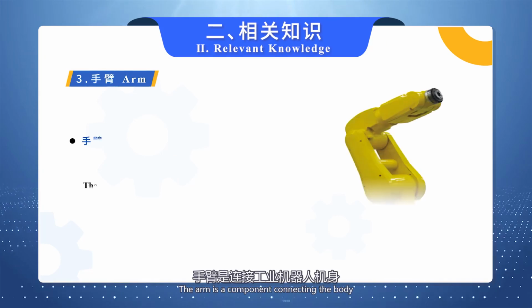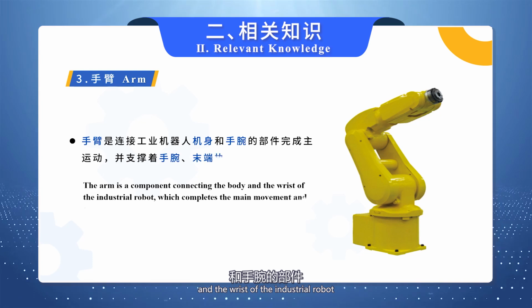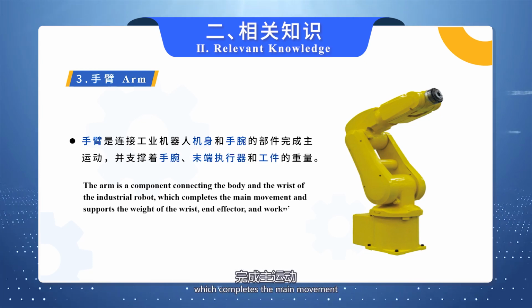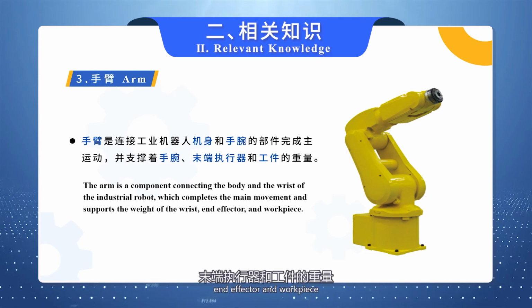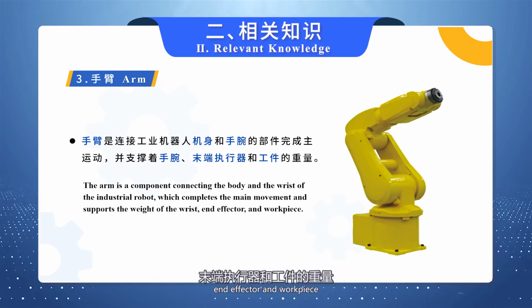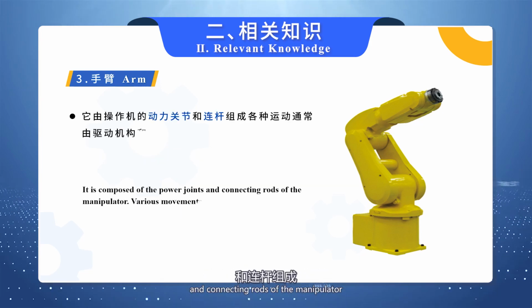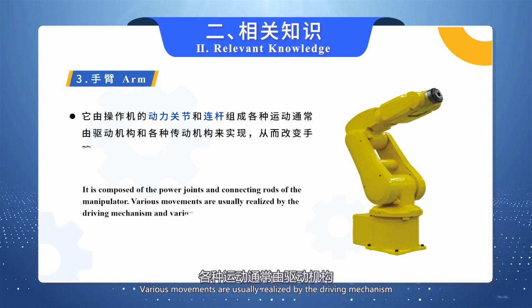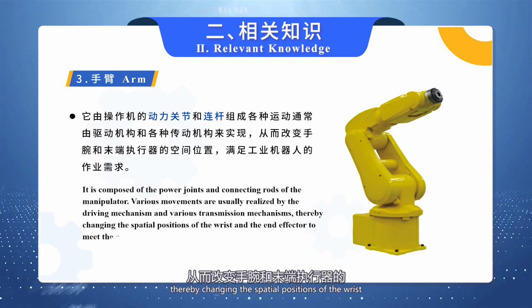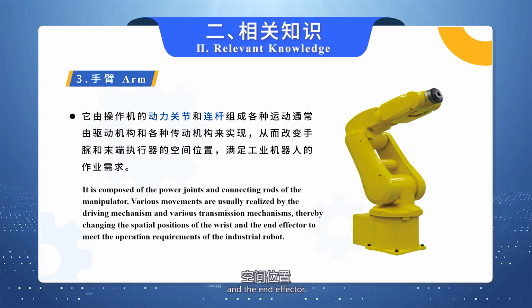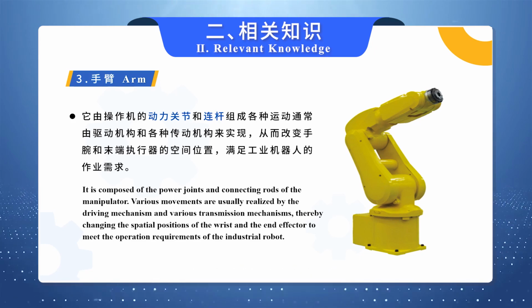Arm. The arm is a component connecting the body and the wrist of the industrial robot, which completes the main movement and supports the weight of the wrist, end effector and the workpiece. It is composed of the power joints and connecting rods of the manipulator. Various movements are usually realized by the driving mechanism and various transmission mechanisms, thereby changing the spatial positions of the wrist and the end effector to meet the operation requirements of the industrial robot.